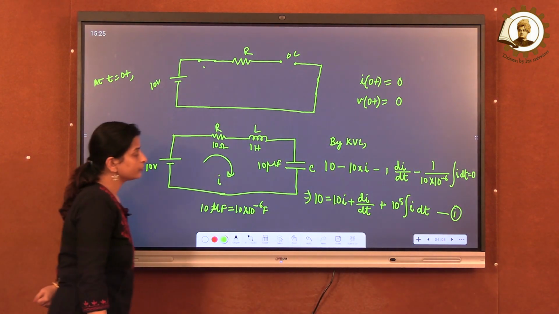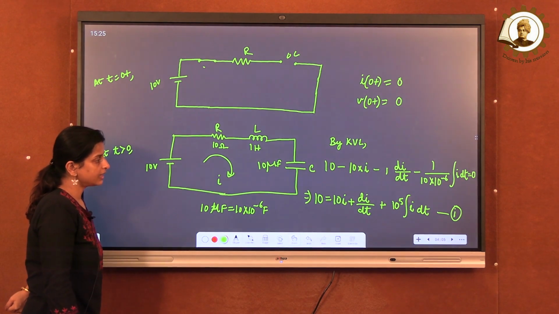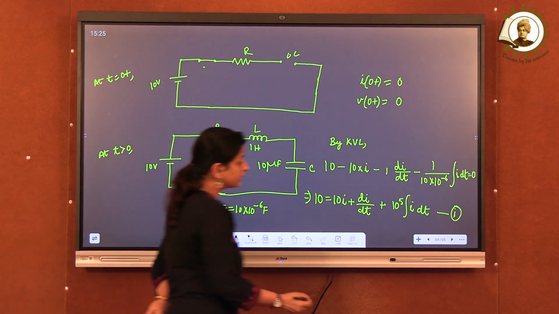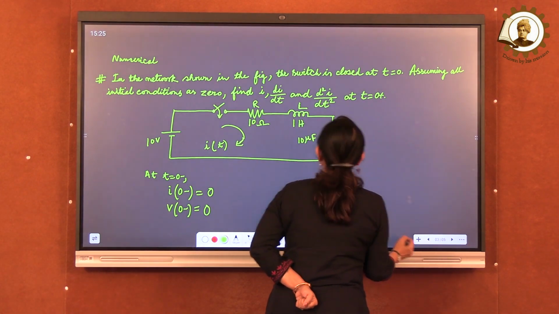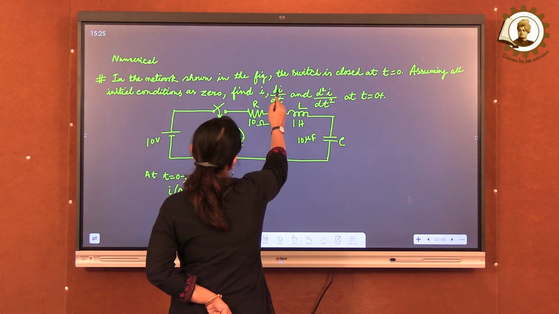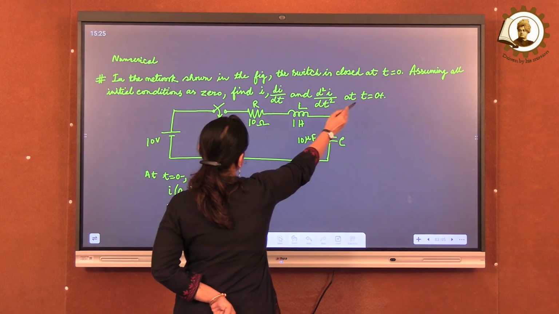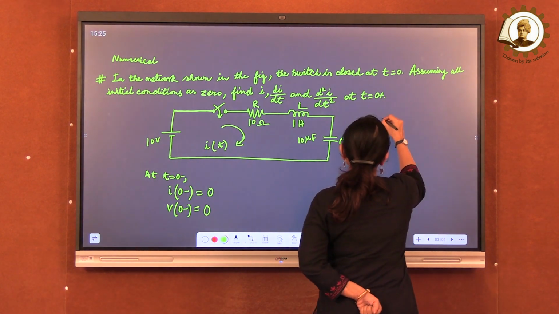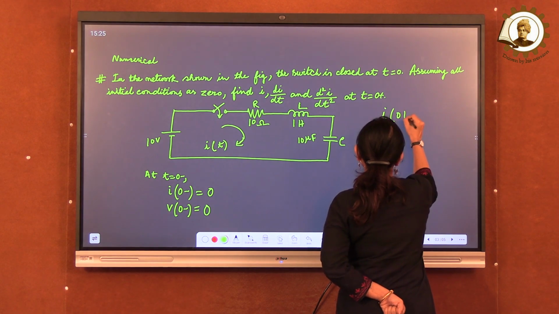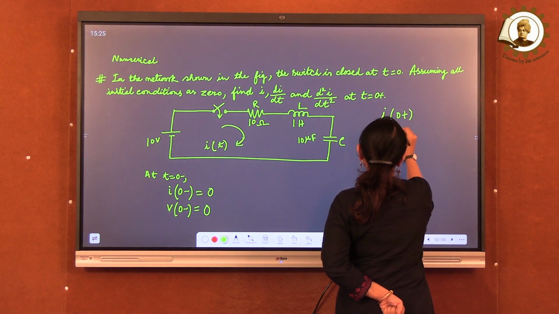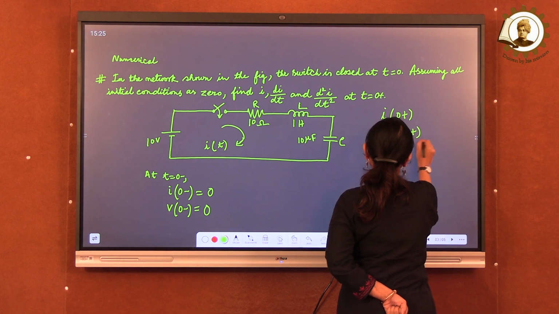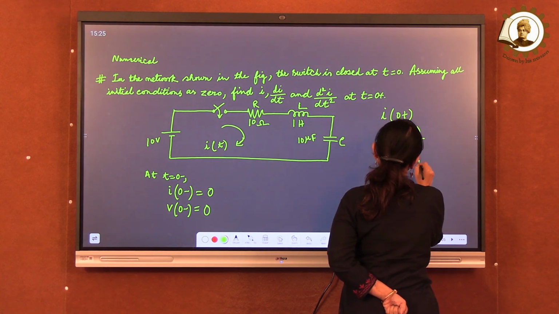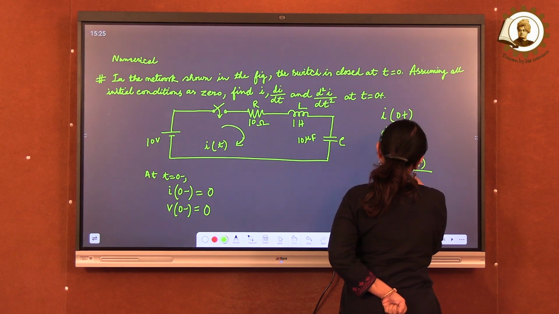Okay. So this we are getting by applying KVL. Now what do we need to know? We need to know the requirements of the numerical, that we have to find I, di dt, d2I dt2 at t equal to 0. In some numericals you may find that it is given, find I0 plus, di0 plus dt and d2 I0 plus dt2.